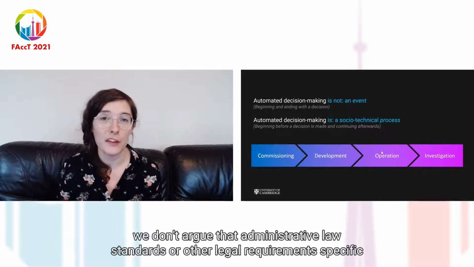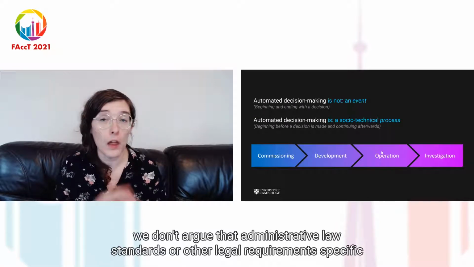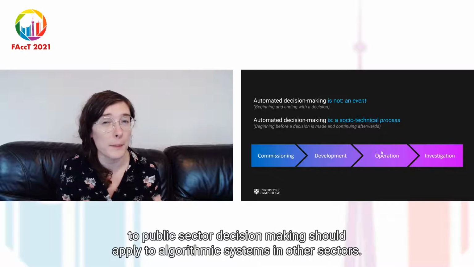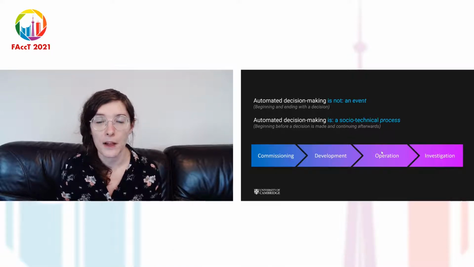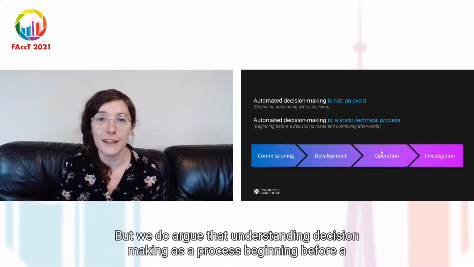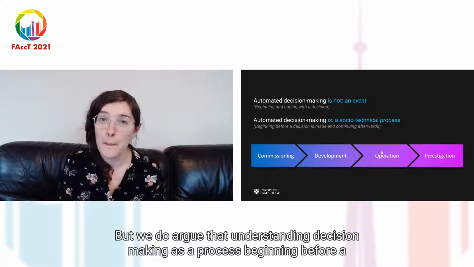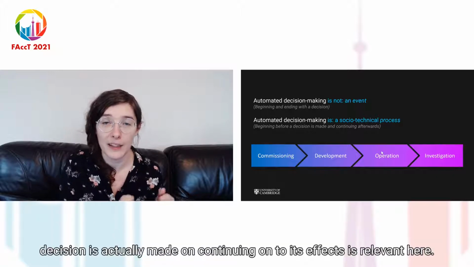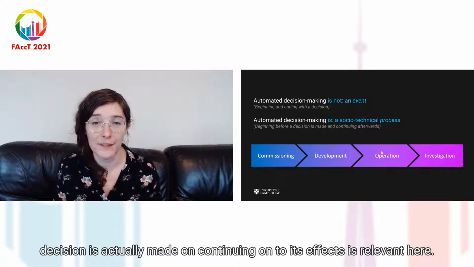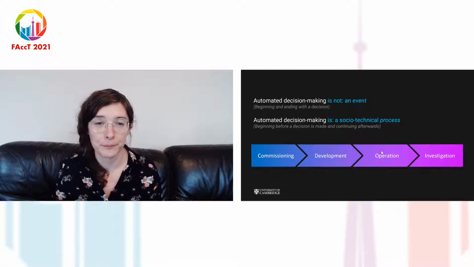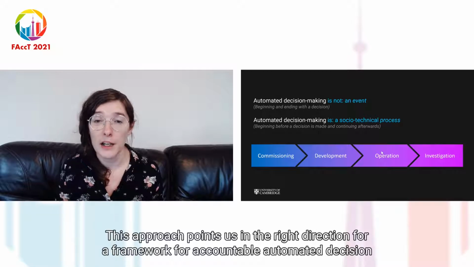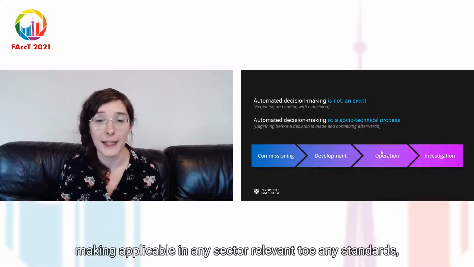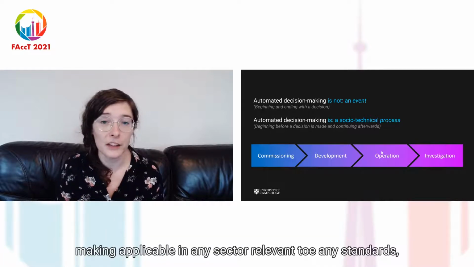We don't argue that administrative law's standards or other legal requirements specific to public sector decision-making should apply to algorithmic systems in other sectors. That's not our position. But we do argue that understanding decision-making as a process, beginning before a decision is actually made and continuing on to its effects, is relevant here. This approach points us in the right direction for a framework for accountable automated decision-making, applicable in any sector, relevant to any standards.